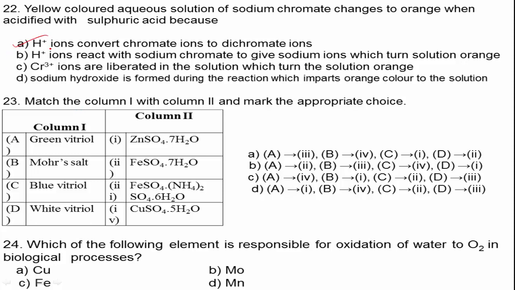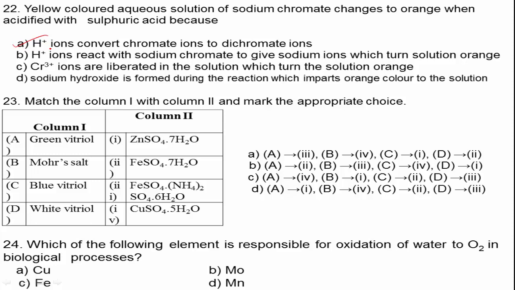Because yellow colored aqueous solution of sodium chromate changes to orange when acidified with sulfuric acid because H plus ions convert chromate ion to dichromate ions. Here CrO4 2 minus, the chromate ion, is yellow in color, and when acted on by H plus ion it changes to Cr2O7 2 minus, the dichromate ion. At that time the color changes to orange.